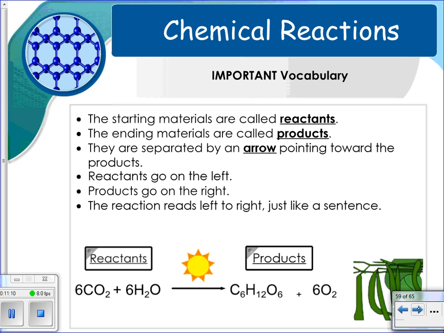Here's just some vocabulary that we'd like for you to start knowing. The starting materials in a reaction are called the reactants. The ending materials are called the products. And there's an arrow that separates them. These would be the reactants. These would be the products. And this arrow here is a yield sign. So these are the components: reactants, yield, products. Reactants are on the left, products are on the right, and it reads just like a sentence.